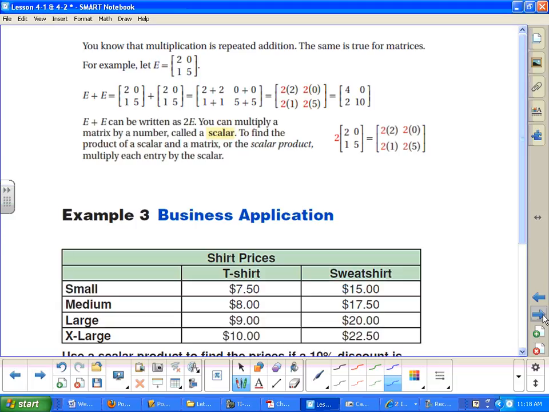Now we know that multiplication is repeated addition. So the same is true for matrices. For example, if we wanted to add E plus E together, we could do that, or we could just say 2 times matrix E, which means we're just going to double all of the values in the matrix. So if I did 2 times that matrix, then we're just going to do 2 times each value in the matrix. It's called a scalar. We're multiplying by a scalar, which means we're just going to increase the size or decrease the size of them by a multiple.